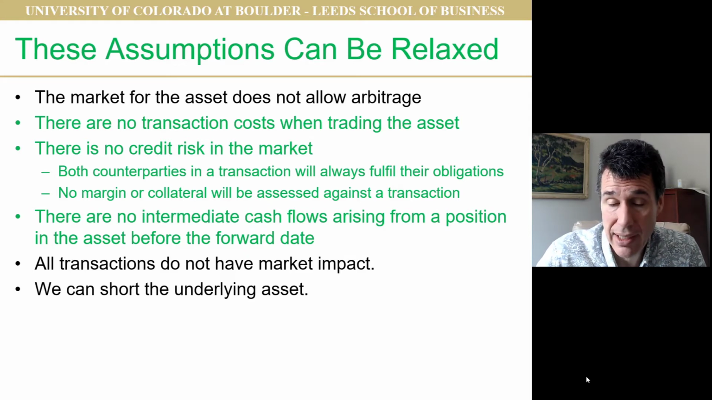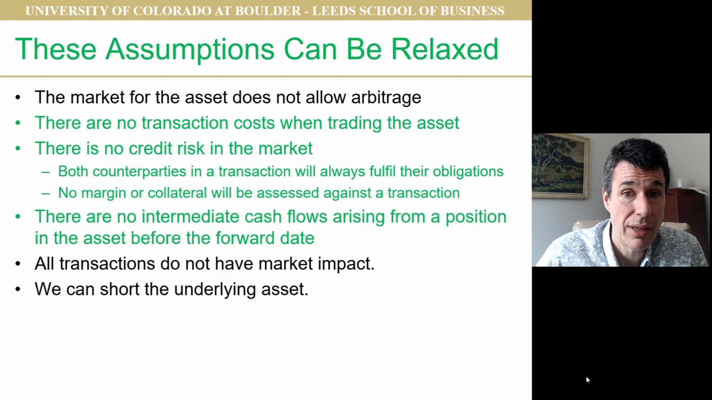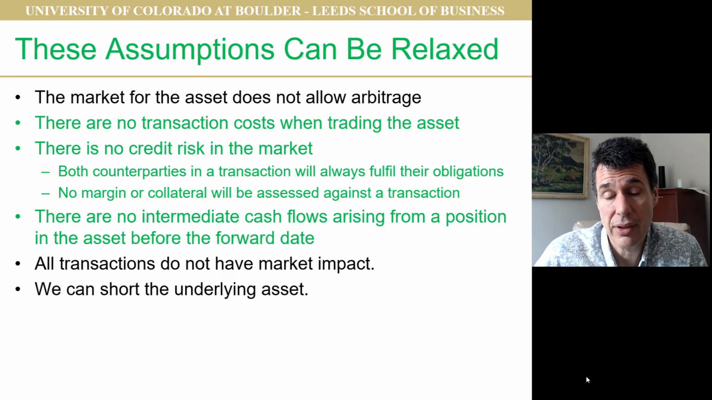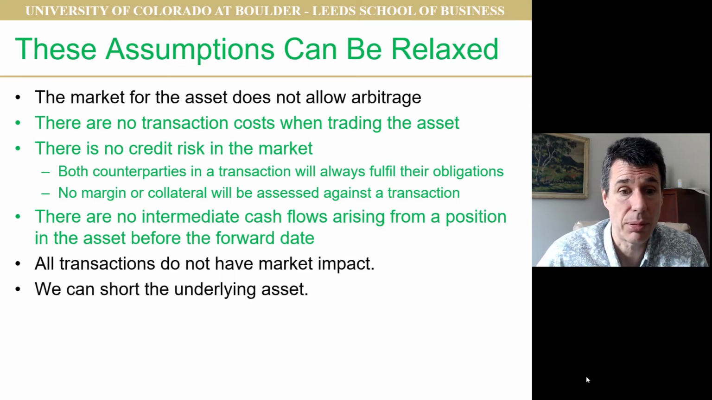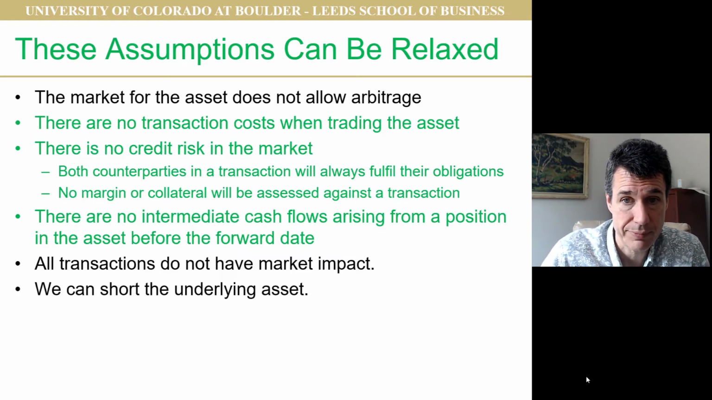We can take account of transaction costs. We can deal with credit risk through collateral. We can deal with intermediate cash flows as long as we know what they are. We can't really deal with arbitrage. We can't use these arguments when we buy and sell the stock, it actually moves the stock price. And we'll see later that not being able to short the asset actually causes us some problems.